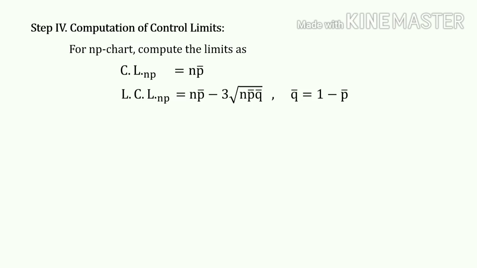Next step is computation of control limits. For NP chart, we have to compute the limits by using these formulas. That is, CL for NP chart is n p bar. We have to replace capital P by small p bar, which is already obtained in the previous step. The lower control limit is n p bar minus 3 under root n p bar q bar, where q bar is 1 minus p bar, and the upper control limit for NP chart is n p bar plus 3 under root n p bar q bar.